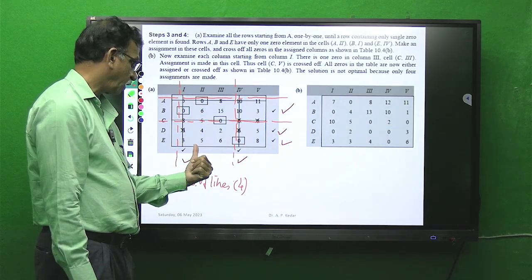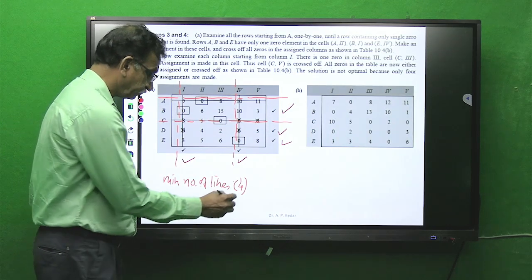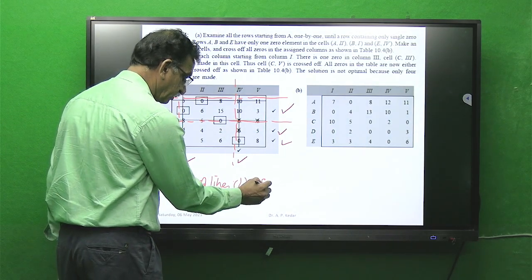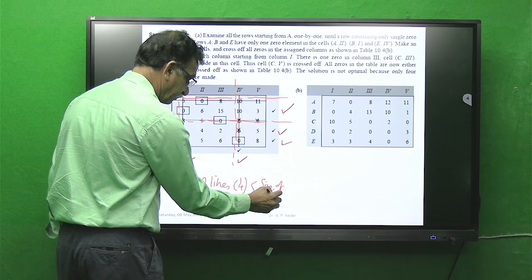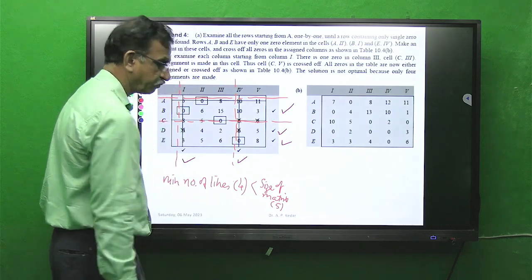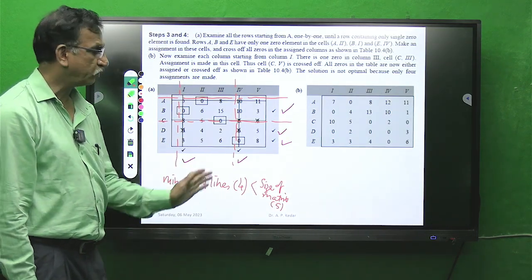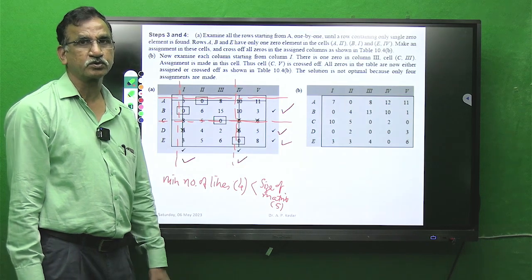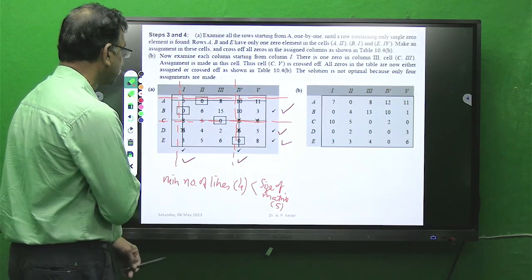So after checking, these 4 lines cover all zeros, which is less than the size of the matrix. And what is the size of the matrix? 5 by 5, 5. And therefore this solution is not optimal, that we have seen. And now the next step was to move towards the optimal solution. So what will we be doing? We will be moving to the optimal solution.